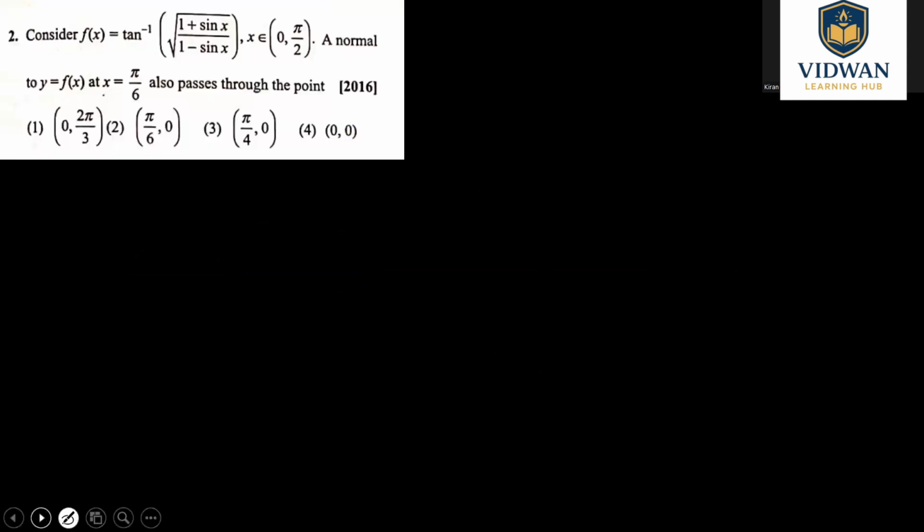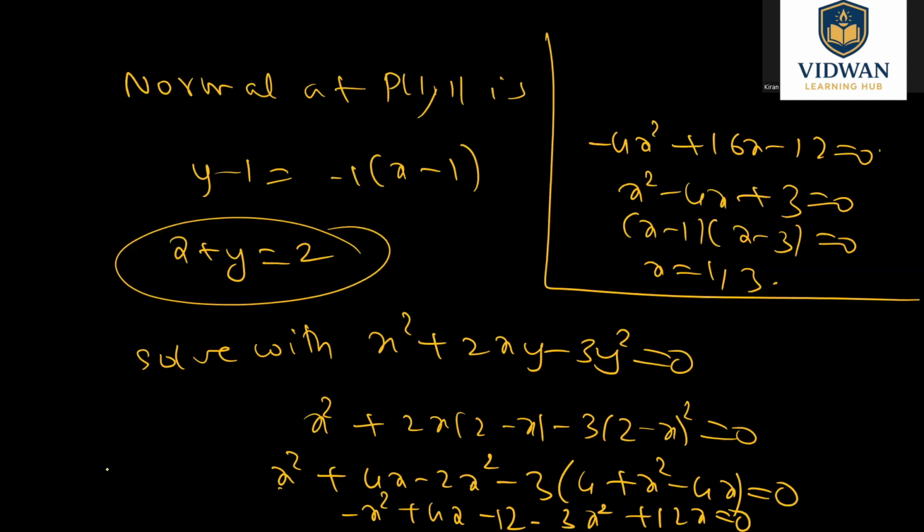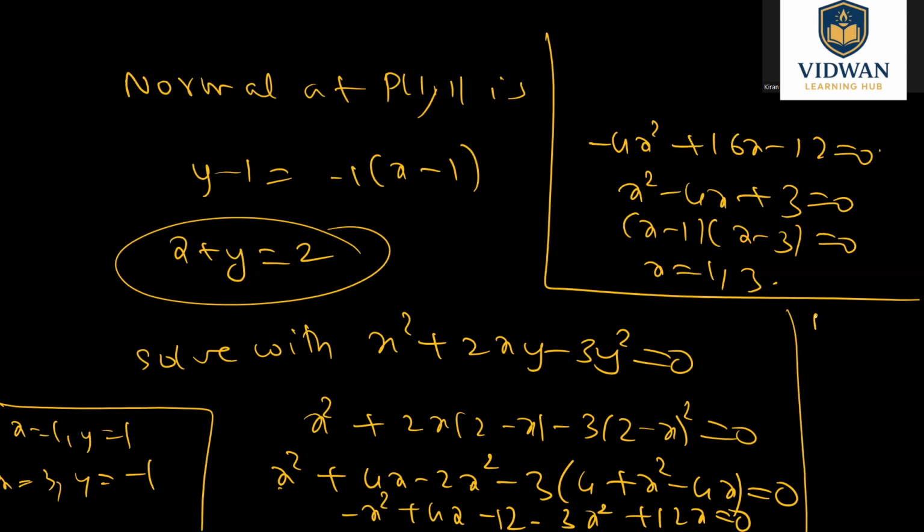And if x is 1 or 3, since you know that x plus y is 2, you can say for x equal to 1, y is 1. For x equal to 3, y is minus 1. So that means one of the points where it is cutting is 1, 1 anyway. You have drawn the normal at that point. What is the other point where it is cutting? 3, minus 1. So what do you conclude?